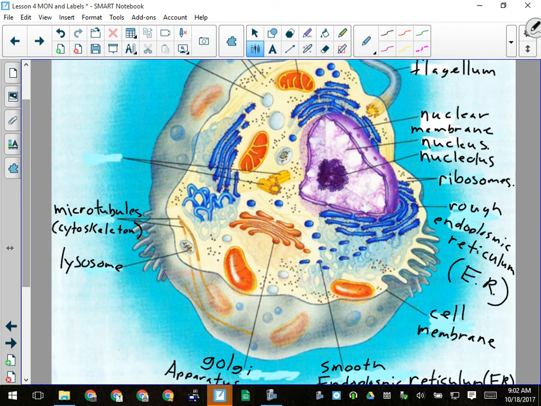Then we've got these two gear-looking things sitting next to the nucleus. These are only found in animal cells. Plant cells don't have these. These are the centrioles. That's an E. Still doesn't look like an E.